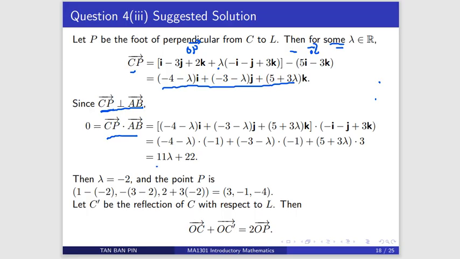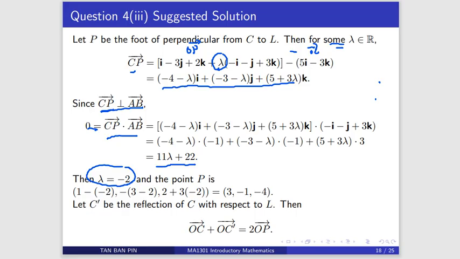It gives you 11 lambda plus 22 equal to 0. So if you solve for lambda, lambda will be minus 2. So you just set lambda as minus 2 to find your answer. So you set lambda as minus 2 into OP.